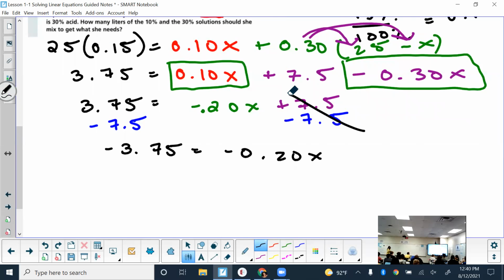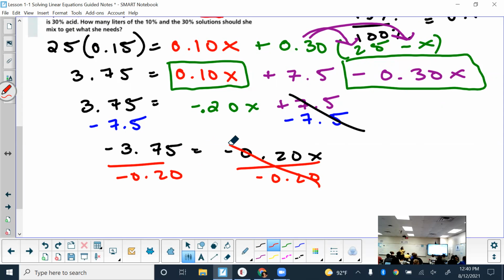Okay, now do the opposite of what's being done. What's the opposite of negative 0.20 times x? The opposite of timesing something is dividing. Good. So that would be dividing negative 0.20 on each side. What do I get on the left side?